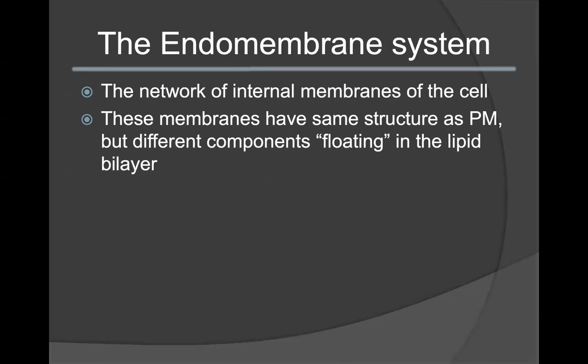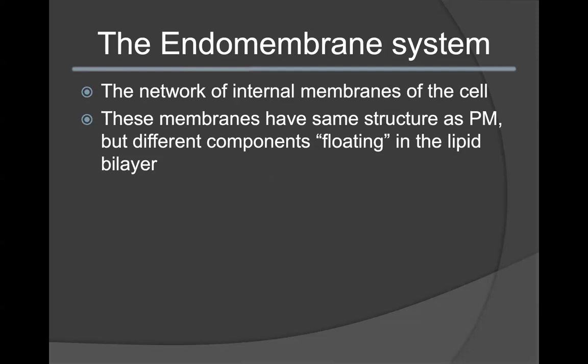It is important to describe the concept of the endomembrane system. The endomembrane system consists of a network of internal membranes within the cell. These membranes have a similar structure as the plasma membrane, which means that they will be comprised of a lipid bilayer. The major components of the endomembrane system consist of the nuclear envelope that extends into the ER, smooth and rough, followed by the Golgi apparatus, and then lysosomes, vacuoles, and eventually the plasma membrane.